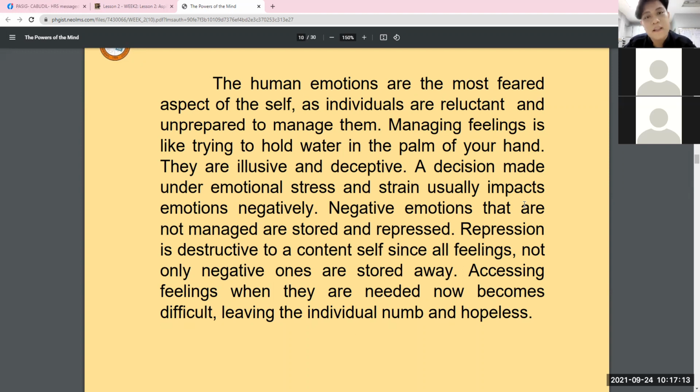Okay, if you cannot manage your emotion, it will drive you into a worst case. Okay, kaya kailangan dapat mina-manage ninyo yung sarili ninyo in terms of the emotion.